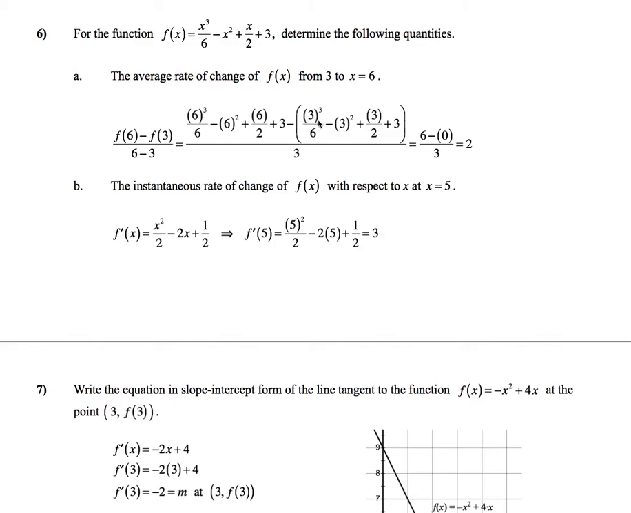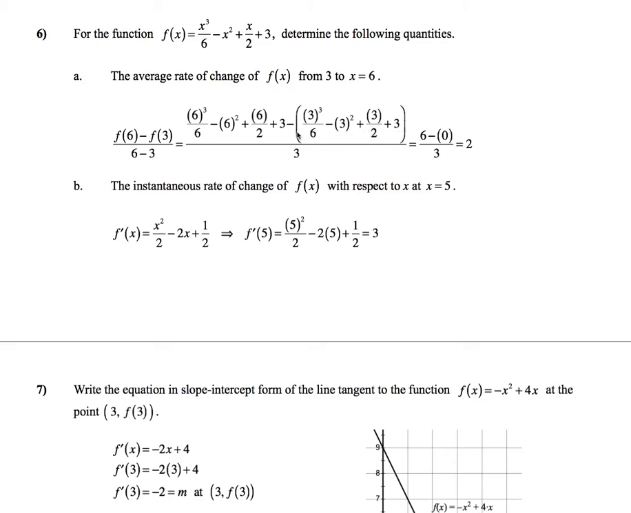Now the value of the function at 3 requires a little more calculation. 3 cubed, of course, is 27. One of the factors of 6 is 3, so this becomes 3 squared when one of the 3's cancels out, and we have 9 over 2. And then we're subtracting 3 squared, and 3 squared is 9. So we have 9 over 2, and 9, and 3 over 2.